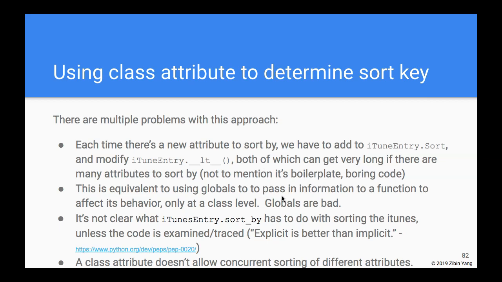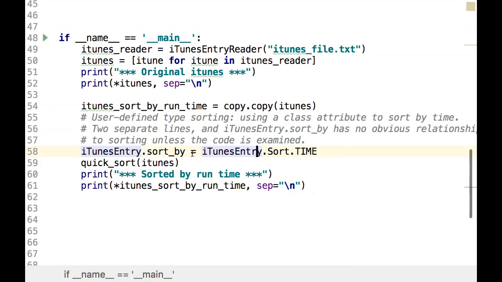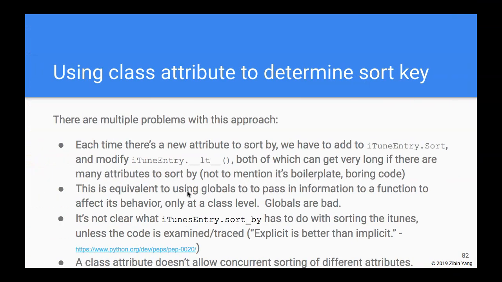Now, the second problem is that if you look at how it's being used, we set a class attribute to affect or to modify the behavior of a function call at a later time. That is actually very similar to using global variables to pass in information to a function to change its behavior. It's not quite global, but it's global at a class level. And in my book, that is equally bad.